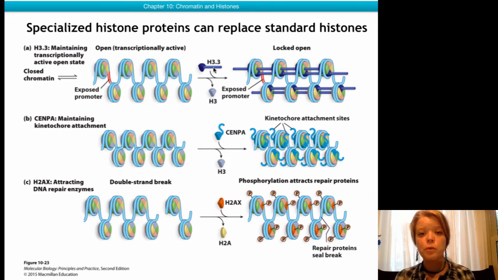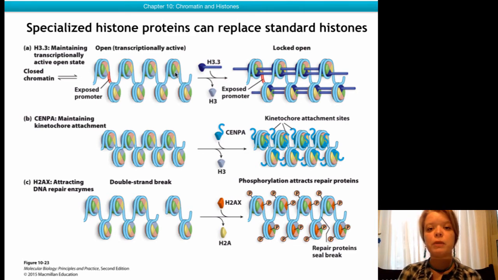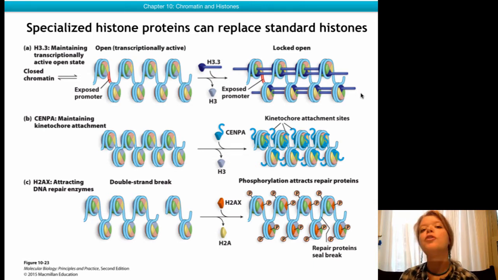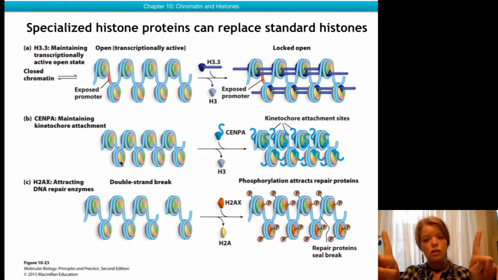For example, H3.3 is a special histone that can replace H3 and keep a particular region of the DNA in the locked open conformation, similarly to how the bromoproteins were doing it. While CENP-A is another version of the H3 histone, which has these particular kinetochore attachment sites and is plugged into the nucleosomes right before mitosis, because it will allow for kinetochore attachment to the mitotic chromosomes and correct division of 2 sister chromatids into 2 different cells.